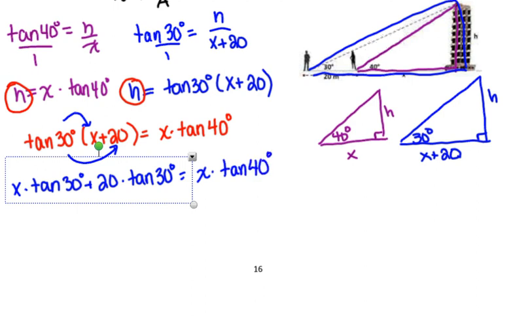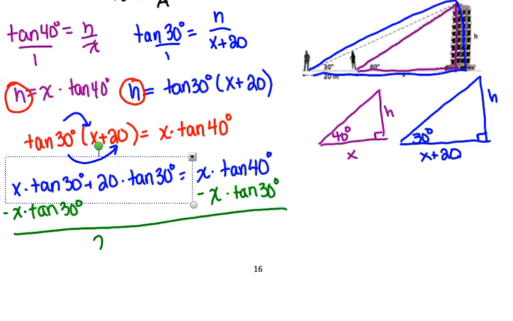And at this point, I'm going to add or subtract all of the terms that have an x in them so that I can get all of the terms with an x in them on one side of the equation. So I'm going to go ahead and subtract x times the tangent of 30 degrees from the left side and subtract x times the tangent of 30 degrees from the right side.